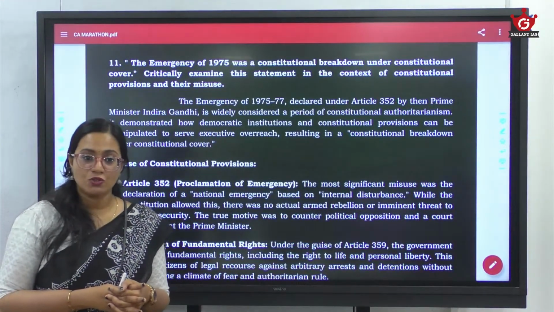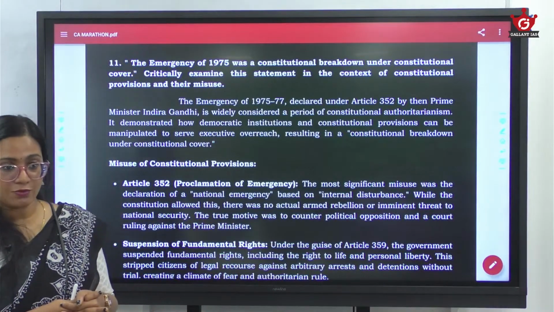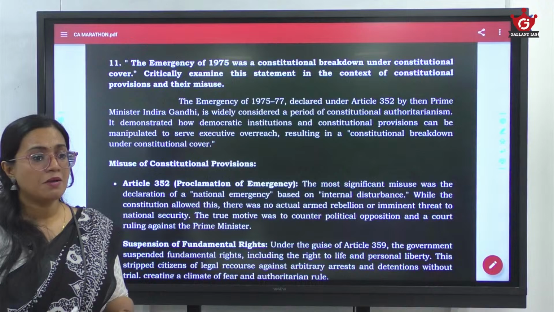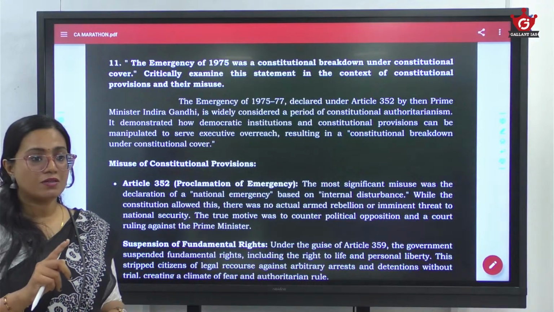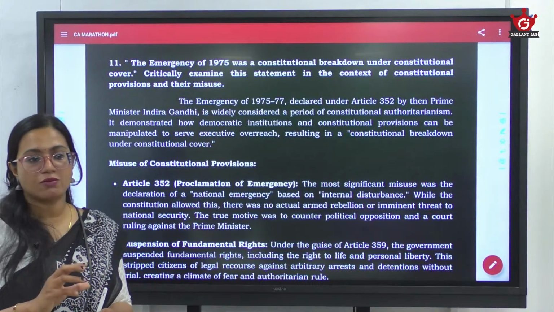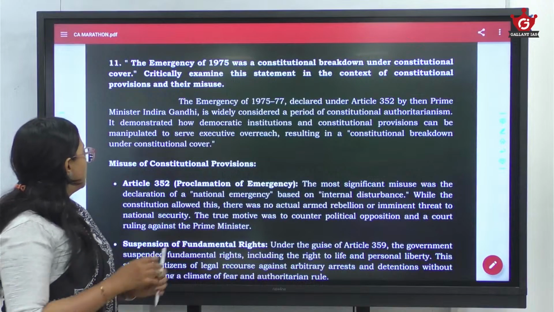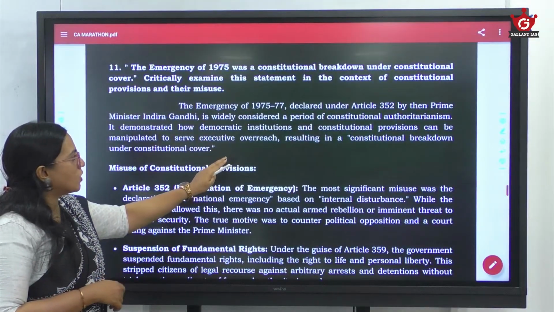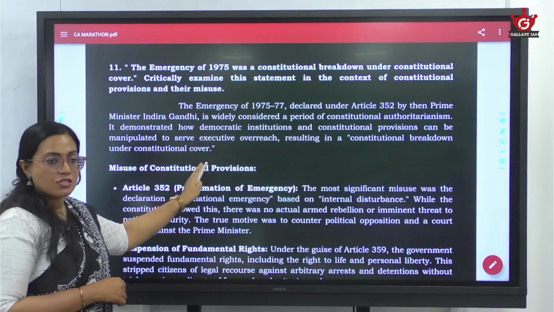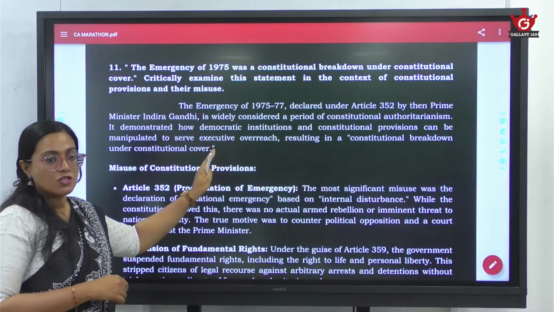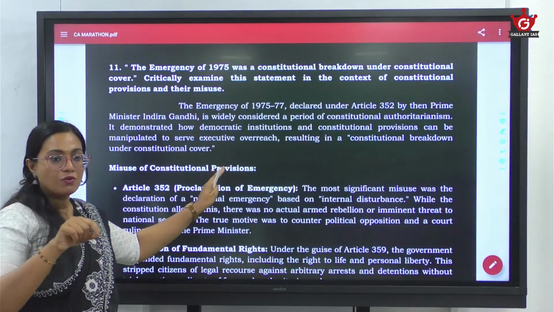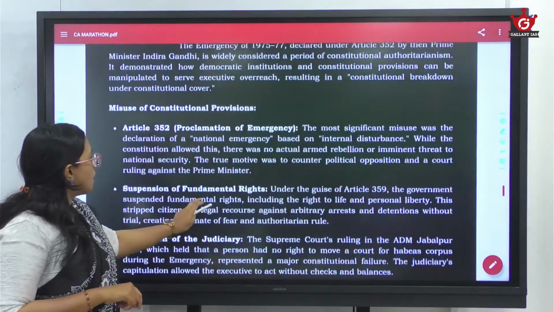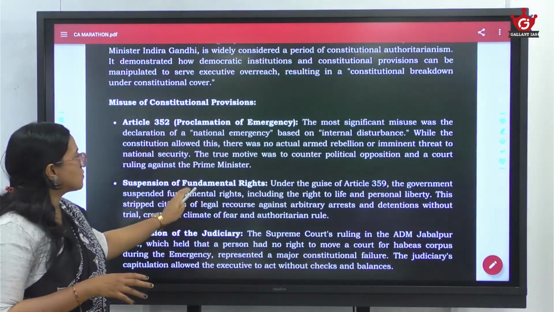Here also, do not criticize it in very strong language. Of course, emergency is not good for a democratic country, but remember you should use mild language to criticize it. The question is basically on misuse of the constitution, in the context of constitutional provisions and their misuse. So they have actually told you what you should restrict your answers to. How is it leading to the misuse of constitutional provisions?